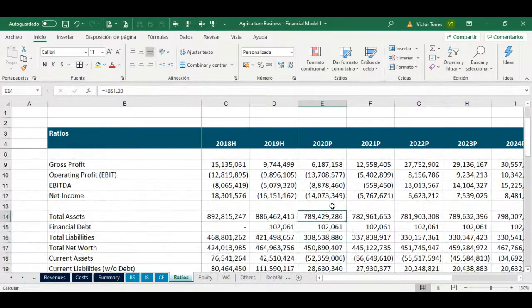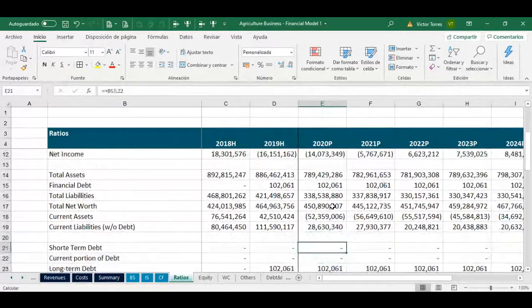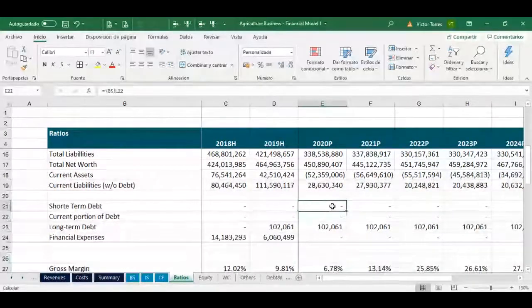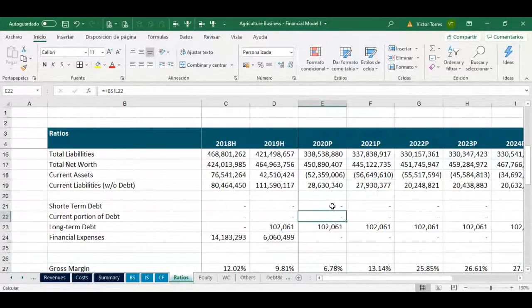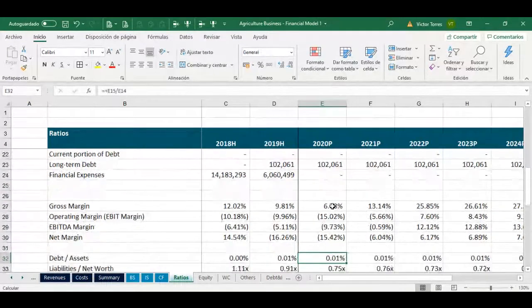But you also want to put in place the total assets, total liabilities, total net worth, my current assets, current liabilities without debt, to come up with a calculation as a whole, and some assumption about long-term debt.